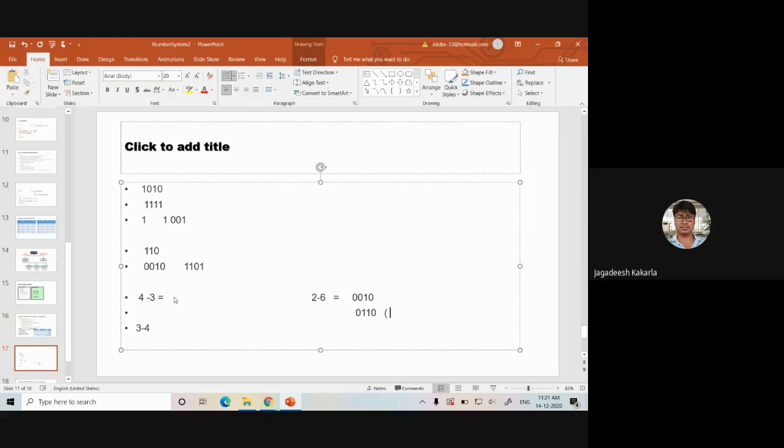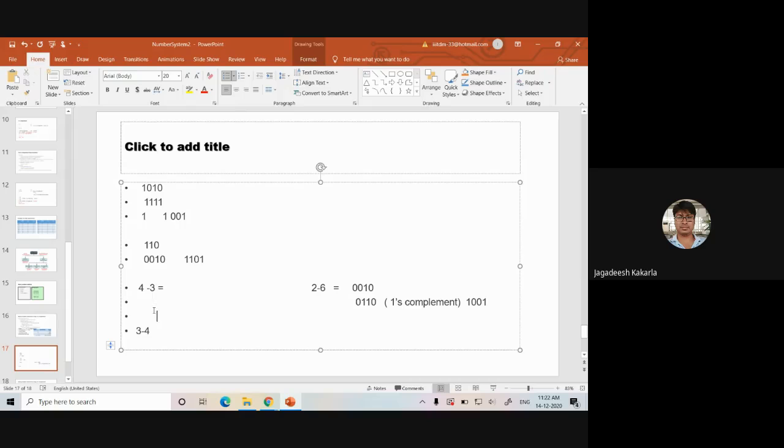Okay. Now, what is the step 1? I need to find the 1's complement of it. 1's complement of 6 I need to get. What is the 1's complement of 6? 1001. Okay. Is it clear? Oh, sorry. There is a 1 here, so I kept 0. Here two ones are there, so two zeros. Here 0 is there, so 1. Good. Okay.